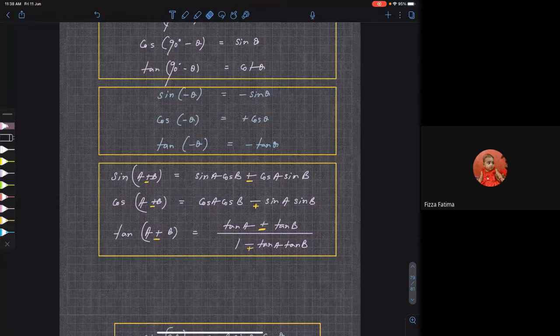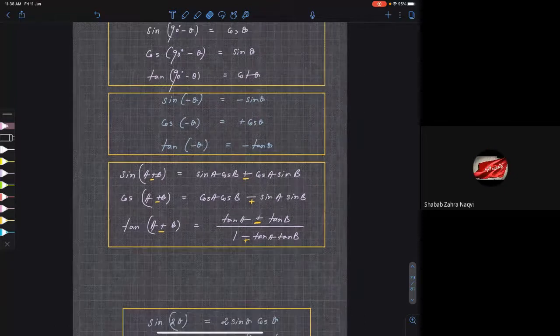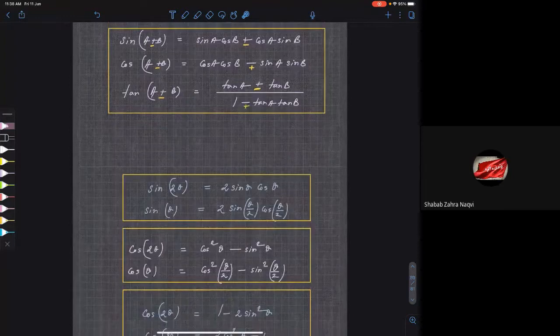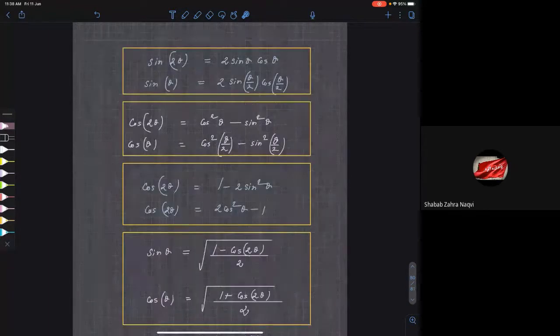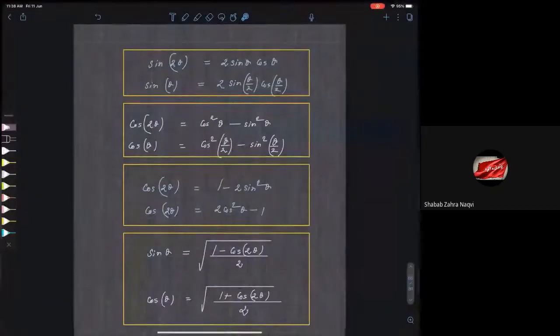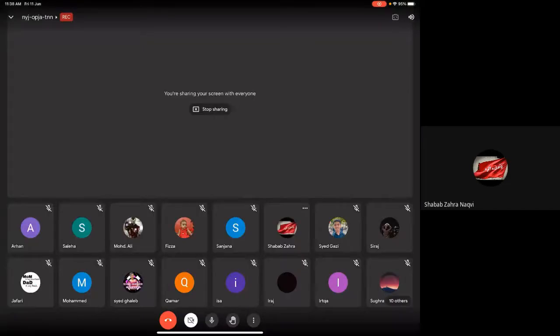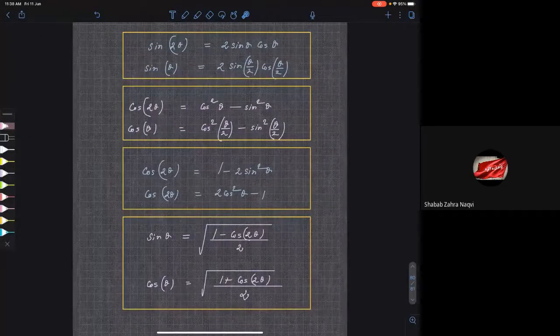And from these two basic equations, we derived various other equations like tan of a plus b, tan of a minus b, cos 2 theta, sine 2 theta, and so on and so forth. Can you see that? Can you see these expressions?